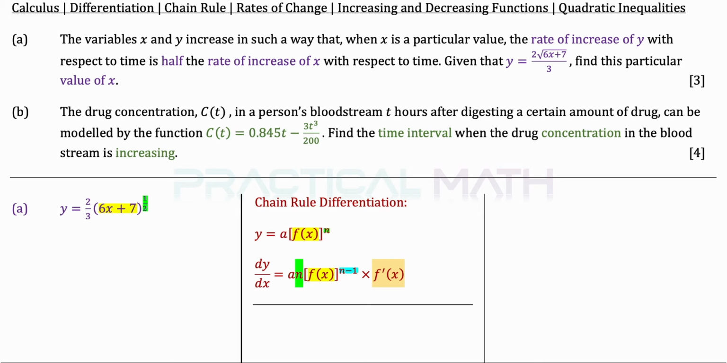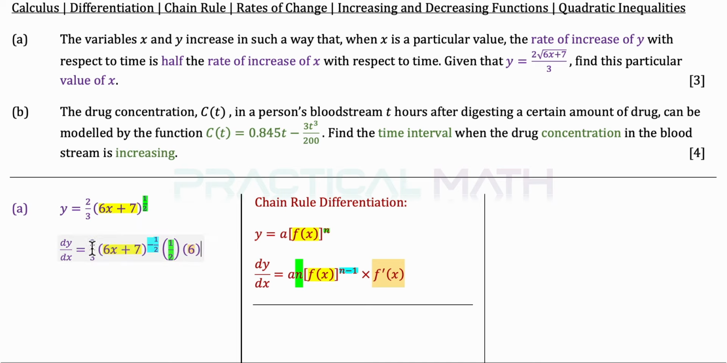So let's do dy dx. By dy dx over here, 2/3 remains. The power is a half, so bring down the power, and power minus 1: 1 minus half is actually a negative half. Multiply by the differentiation result of what's within the brackets. Differentiating 6x plus 7 should give us a 6 in this case. So bring down the power, power minus 1, and multiply by the differentiation of whatever is within the bracket. And there you have it.